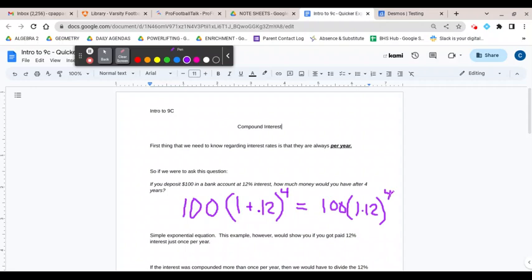Just like we've already done the last few days. Okay, so if we go to my calculator here, we have 100 times 1.12 to the fourth power. We're going to end up with $157.35.